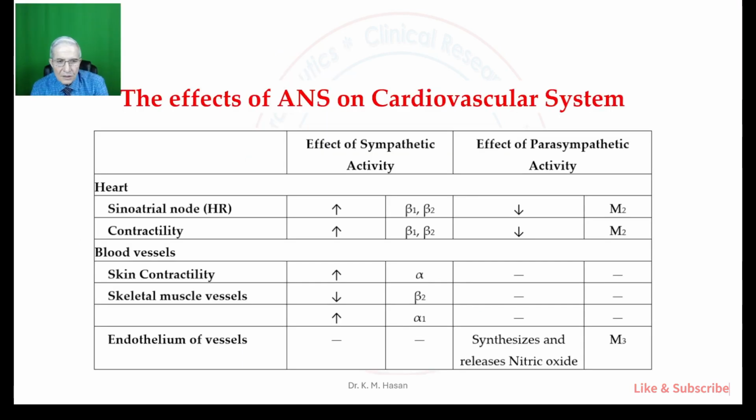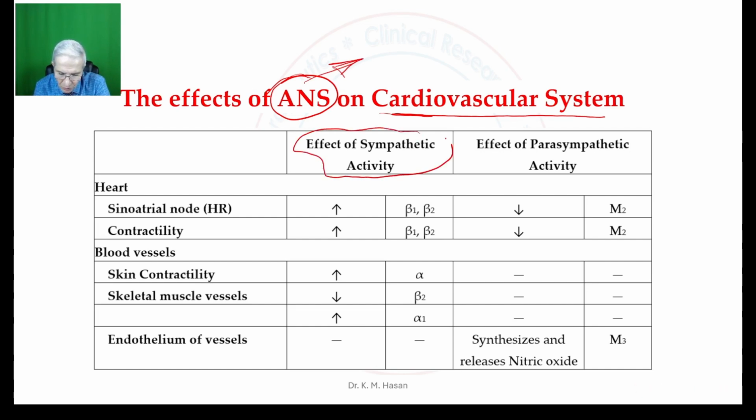Okay, this slide represents the effect of the autonomic nervous system on the cardiovascular system. So what is the effect of adrenergic and cholinergic neurons on the heart and blood vessels? We have two systems, as we mentioned. We have the sympathetic system, and we ask what happens if you activate it. We have the parasympathetic system, and we speak about what happens if you activate it. First of all, we need to remember what type of receptor we have in the heart in both systems, and then what the effect is.